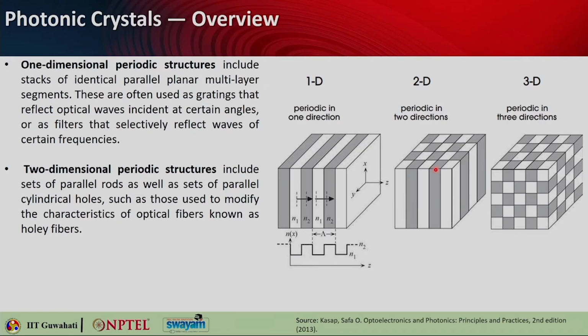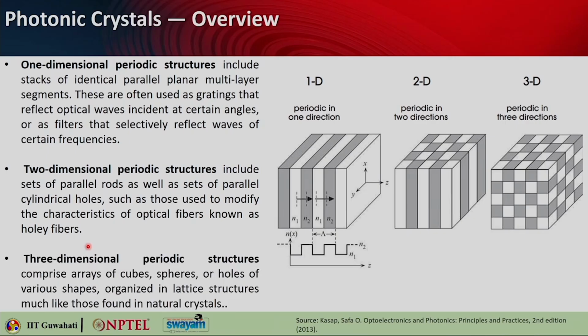The holes will be made of air. So you have the material, then air, then material, then air and so on. That way you are also able to create a periodic alteration of the refractive index along this material. One such example of having parallel cylindrical holes is used to modify the characteristics of optical fibers, which are also called holey fibers. There are holes in those fibers, so these are like photonic crystal fibers. You can actually have this kind of periodic holes in them.